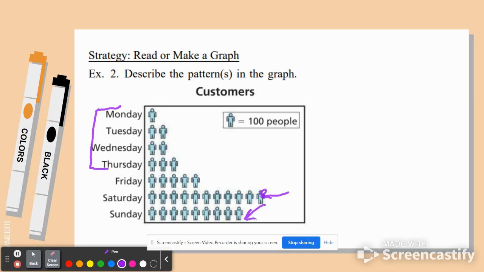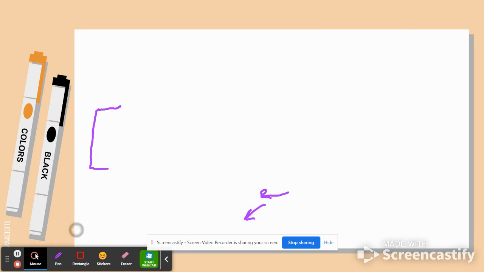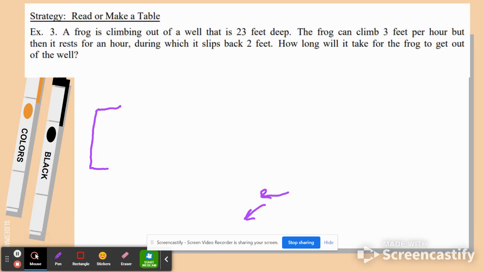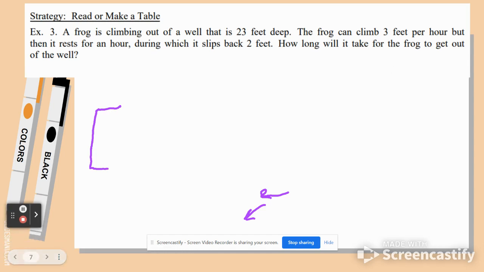So here, all I'm being asked to do is to describe. And my description is going to be pretty simple. Let me go back. Oh, there we are. Sorry, guys.